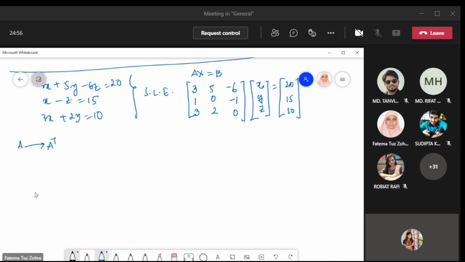The condition to have an inverse matrix is what? A must be non-singular. The value of the determinant cannot be 0. So when determinant of A is not equal to 0, then we say that the matrix is a non-singular matrix, and for a non-singular matrix, inverse exists. Inverse exists. So to find out the inverse, what are the methods we have learned?